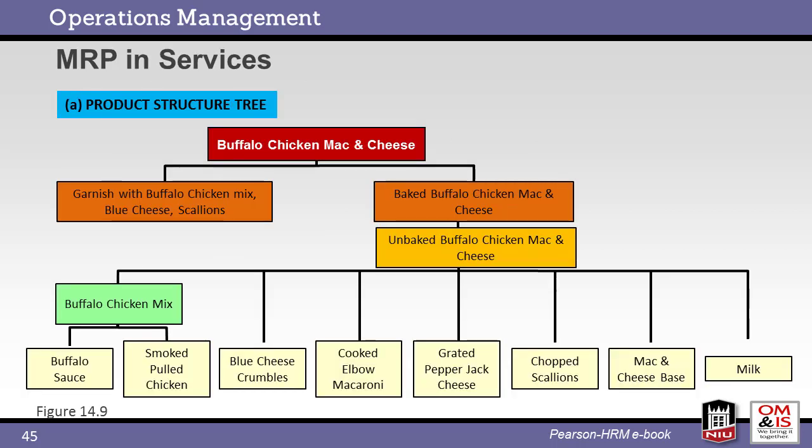Here's an example of an MRP service structure, the equivalent of a product bill of material. Notice that the final meal has two components. We can see the different structural levels as we go from completed meal down to purchase components.